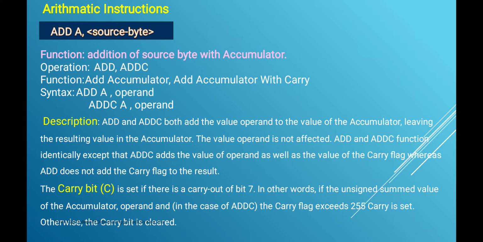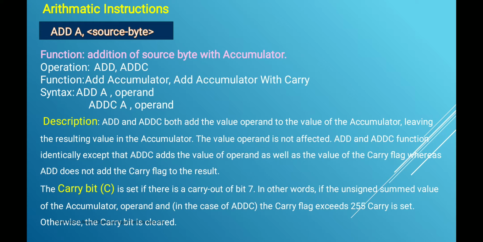The carry flag is set if there is a carry out, which means if we do the simple addition and a carry is generated, then the carry bit is set. In other words, if the unsigned sum value of the accumulator, the operand, and in case of ADDC the carry flag, exceeds 255, carry is set. Otherwise the carry bit is reset or cleared.